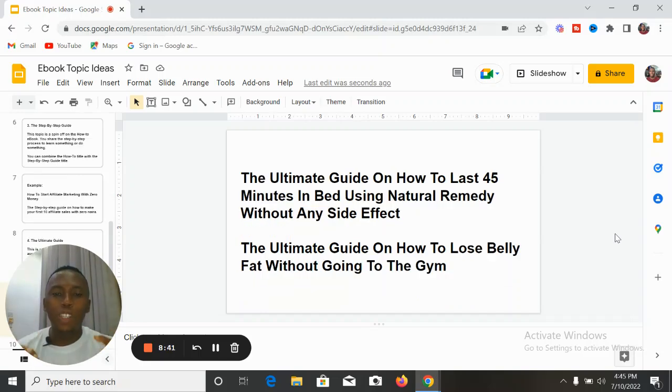All right, the ultimate guide on how to last 45 minutes in bed using natural remedies without any side effects. Now, it is common knowledge. There are many people out there who could barely hold on for 2 seconds, 3 seconds, 4 seconds. Now, if these people come across this kind of topic, they will be interested in buying it.